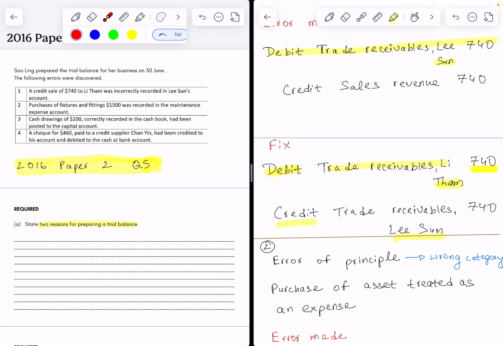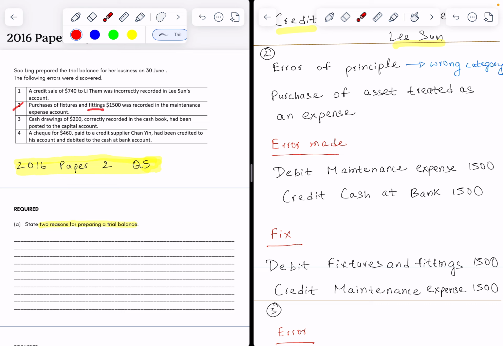You gotta be specific about trade receivables because both Lee Tam and Lee Sun fall within the category of trade receivables, who are also the credit customers of the business, okay? All right, so the first transaction, the first error has already been taken care of. So when you're ready, we can move to the second transaction.